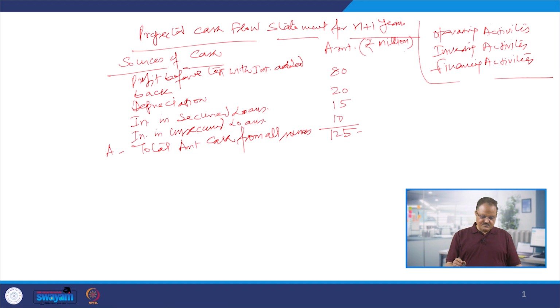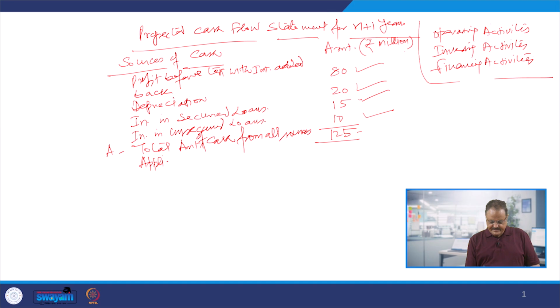So, the first source of cash was profit before tax with the interest added back. This is 80 million, right. Depreciation is a non-cash expense. So, we debited it in the income statement, but the cash is not going out anywhere. Being a non-cash expense, we are adding it back here to show the cash. Increase in the secured loans is 15, and unsecured loans is 10. So, the total amount of cash from all sources is 125 million. Now, the next part will be talking about the applications of the cash, or you call it the disposition of the cash.